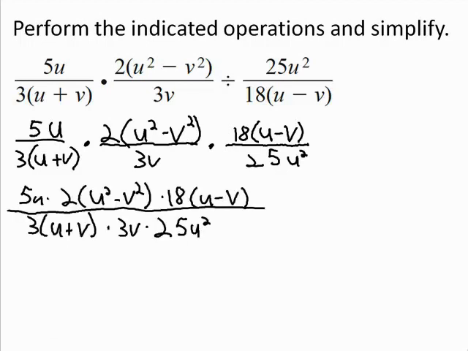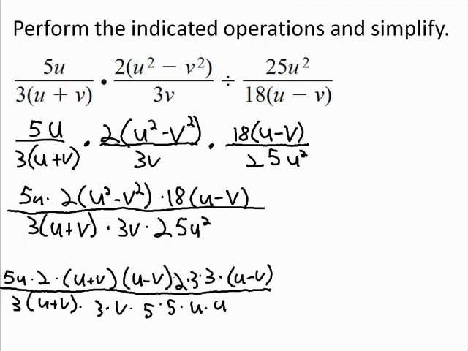Factor u squared minus v squared into u plus v and u minus v. Write 18 as 2 times 3 times 3 and 25 as 5 times 5. There's a 5, a u, a 2, a u plus v, and 2 3s in both the numerator and denominator, so they cancel out. You are left with 4 times the quantity u minus v squared divided by 5 times u times v.